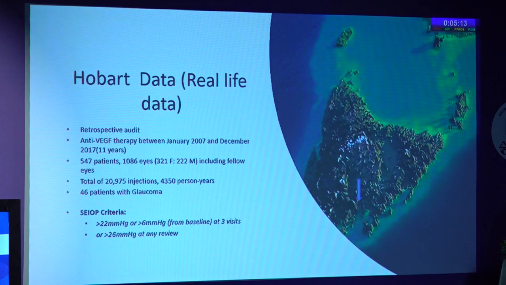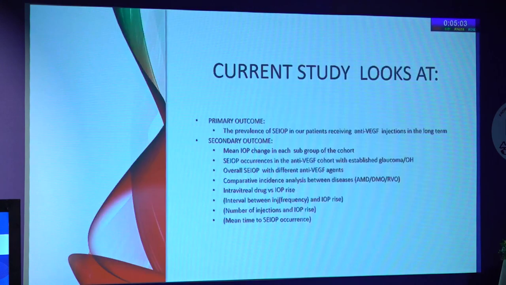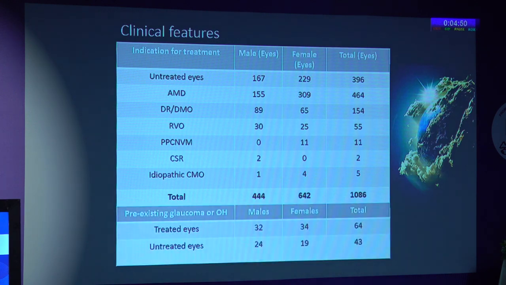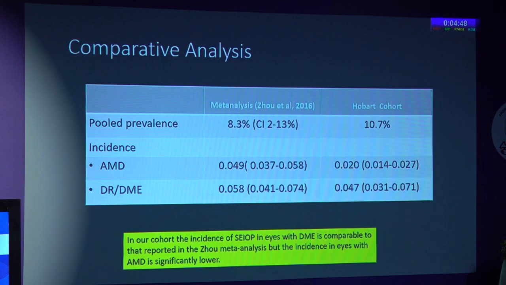So we thought, well, let's look at our own patients. We looked at patients over a 10-year, 11-year period, really the results of over 20,000 injections, to see what really happens. So we're really looking at intraocular pressure elevation in this time, but we also looked at a couple of other questions that come up. So we had 1,086 patients. Some of them had glaucoma.